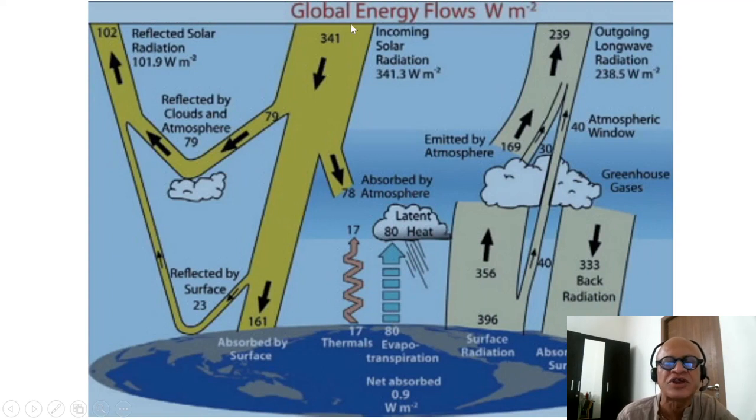So we receive 341 watts per meter squared at the top of the atmosphere, and about 79 watts per meter squared are reflected by the clouds and the atmosphere, including the dust and the water vapor and other processes. And the surface reflects about 23 watts per meter squared. So you have a net albedo of the Earth, or the reflectivity, of about 30% or 0.3. So we are losing 102 watts per meter squared straight off as shortwave.